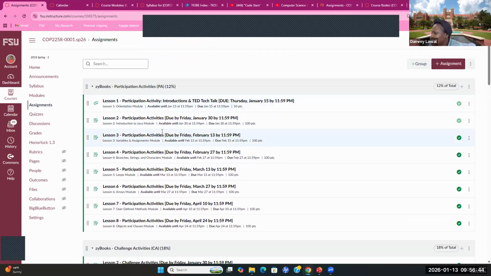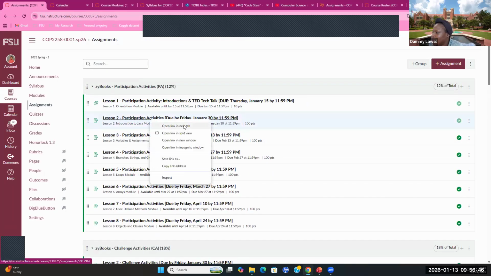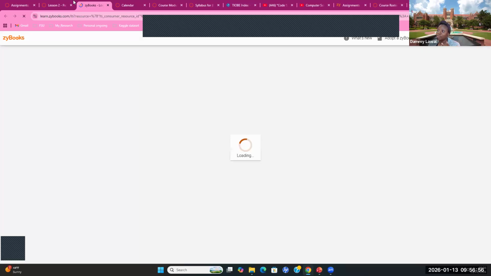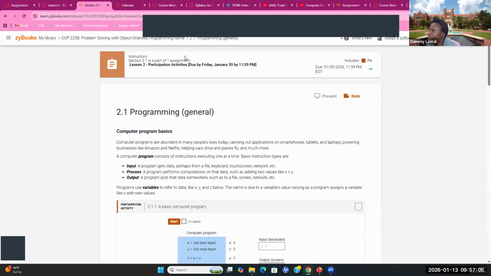So we have participation two, and we right click. I want to open it in a new tab, and I go to the activity itself. So it takes me to the Canvas page. From the Canvas page, it takes me directly to the Zybox. And on the Zybox, taking a while to load. Okay, so I have it. 2.1, Lesson 2, Participation Activity. It is due on January 30th.